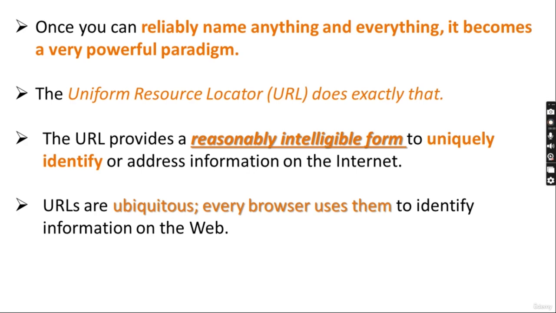The URL provides a reasonably intelligible form to uniquely identify or address information on the internet. URLs are ubiquitous. Every browser uses them to identify information on the web.